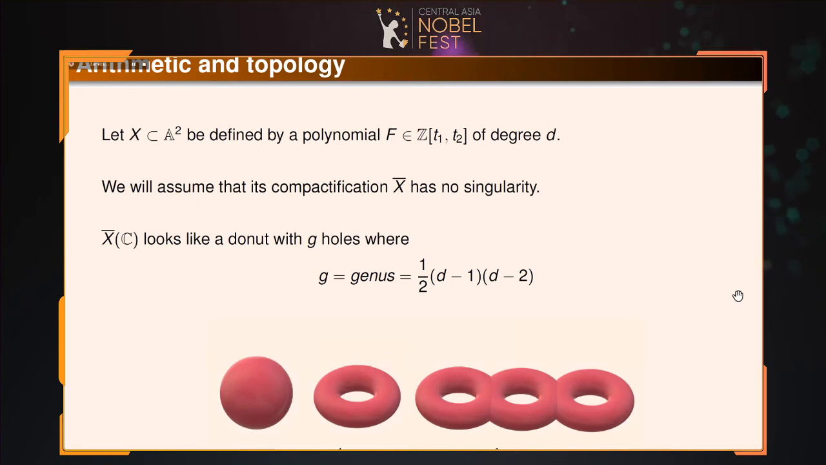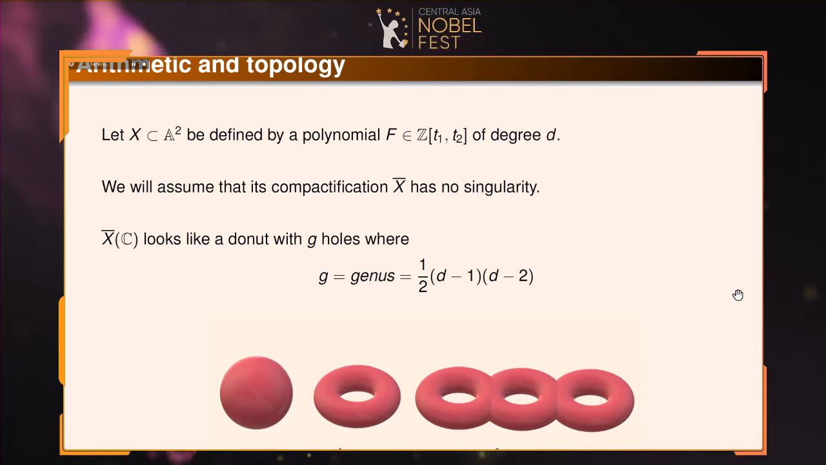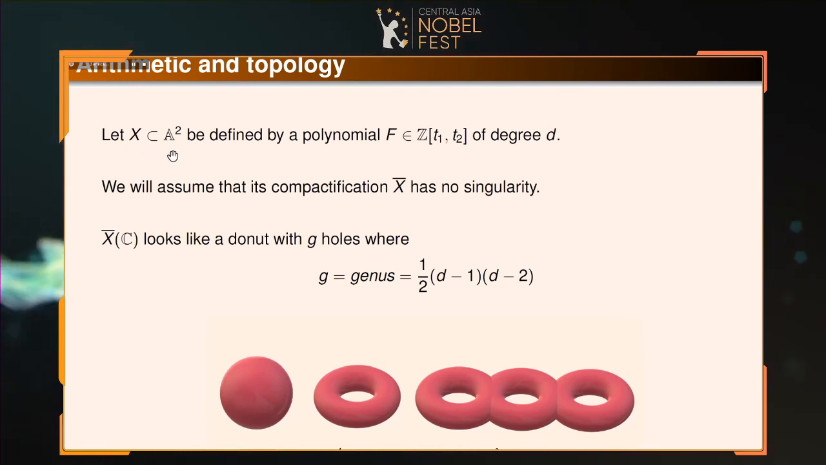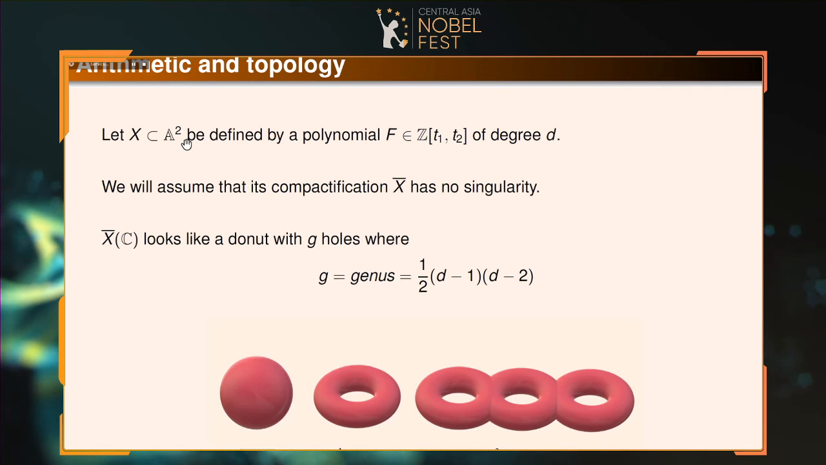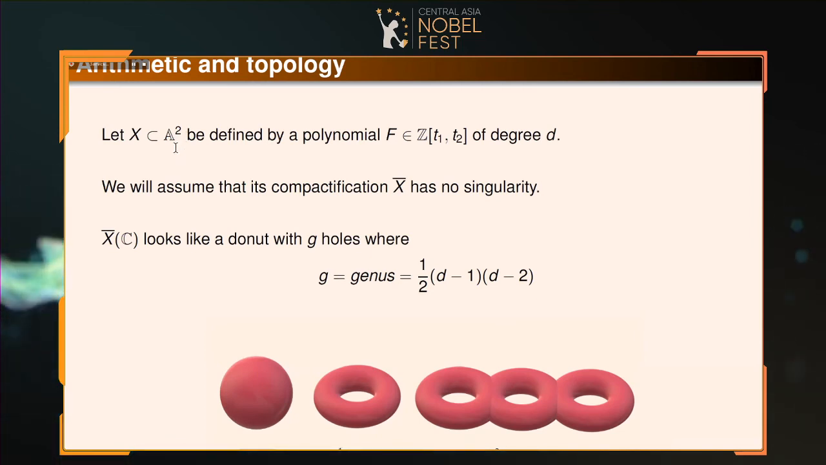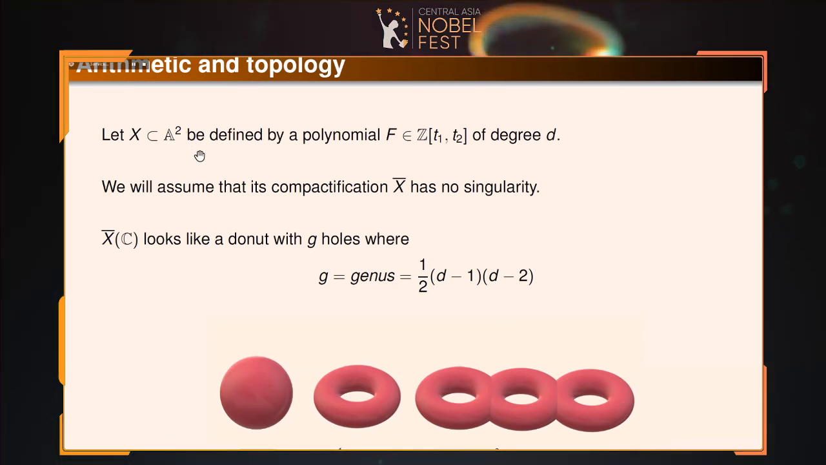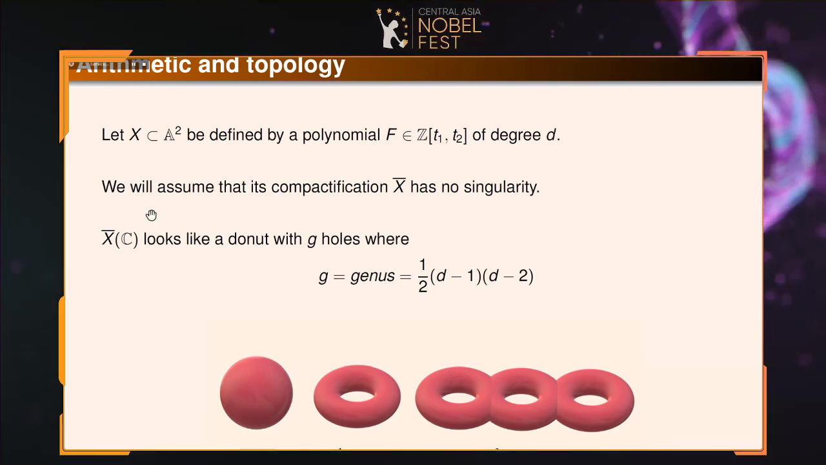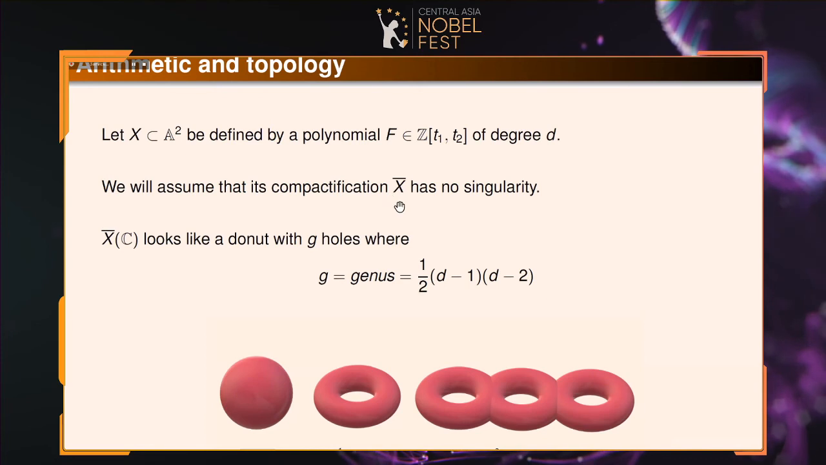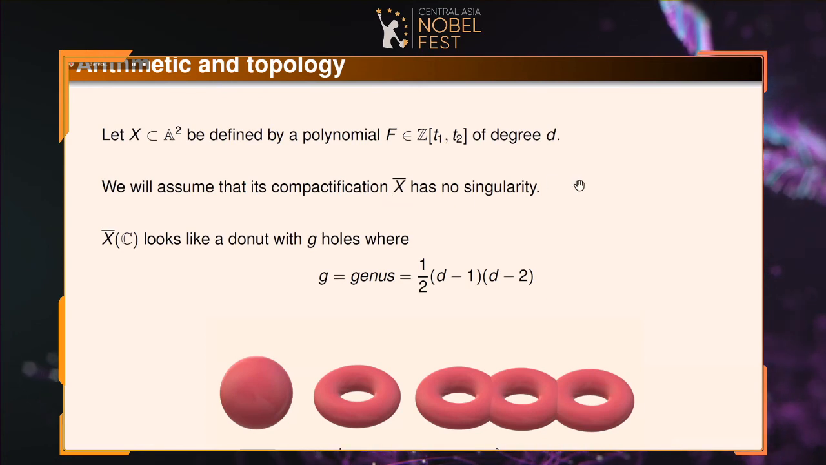Now, in the remaining couple of minutes, let me also give you another type of example, which is related to arithmetic, to topology, and so on. This time we start with X inside the two-dimensional space. For the moment, I haven't picked a field yet, so this is a little bit vague, but later we will need to take the rational numbers and complex numbers and so on. This is defined by just one polynomial f in two variables, and the degree of the polynomial is d. Now, we assume that X and its compactification has no singularity.